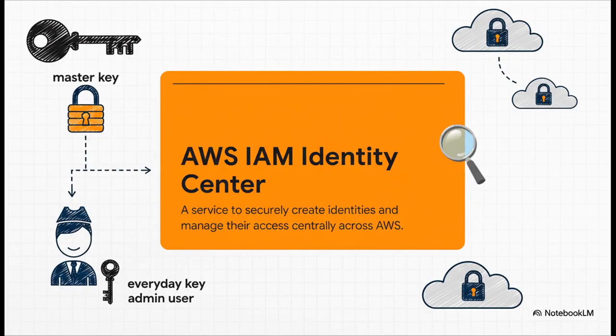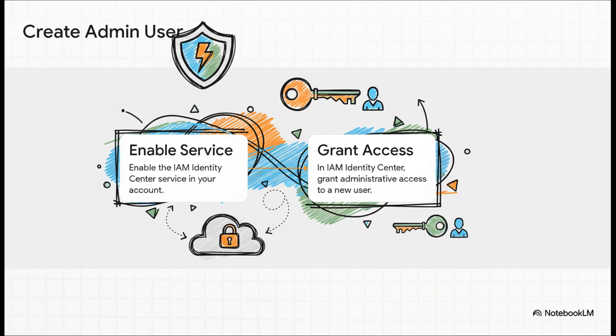And the tool we're going to use to do this is called AWS IAM Identity Center. Don't let the name intimidate you. Just think of it as the central command center for all your users. It's where you go to create new users, give them the right permissions, and basically control who gets to do what inside your AWS world. And once you're in the Identity Center, it's really simple. You basically just flip a switch to enable the service, then you create a new user and give them administrative access. And that's it. You've just forged your everyday key.